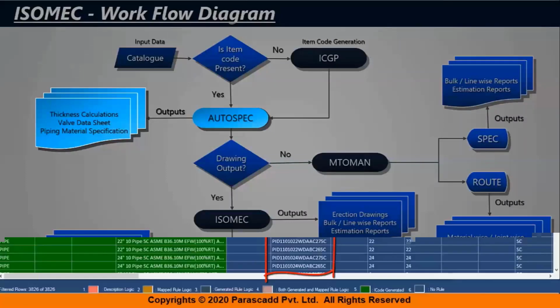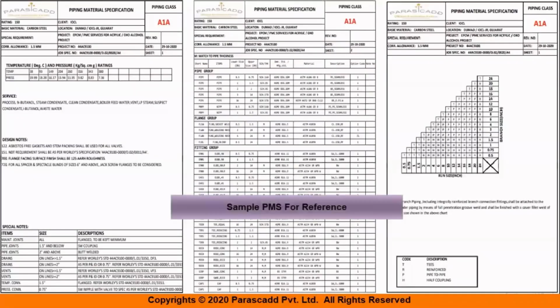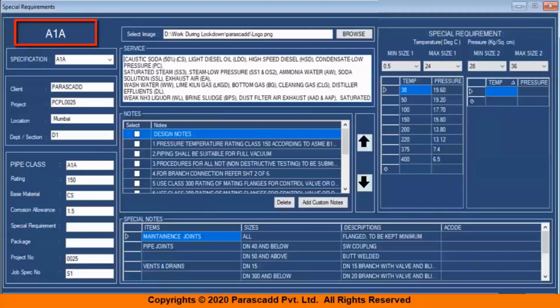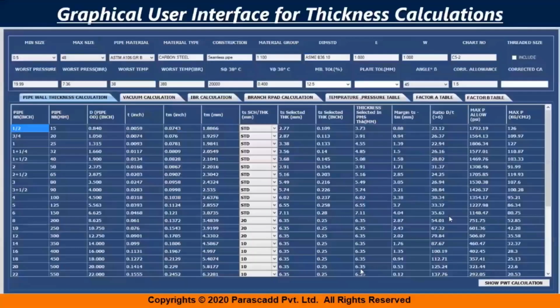Next, our auto spec. So these are some reference sample PMS that I have taken, and exactly we will replicate this. So A1A spec is what I need to make. Put in the spec details, put in the client details, and put in the pipe class.